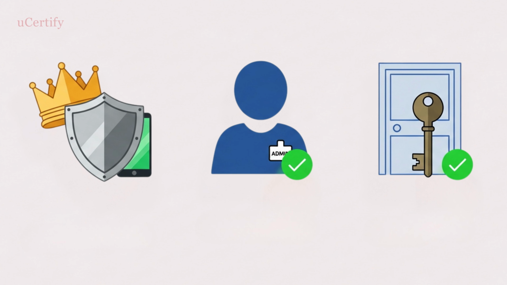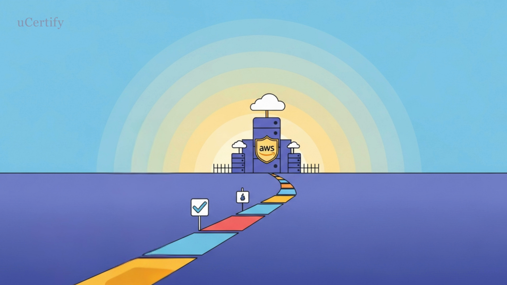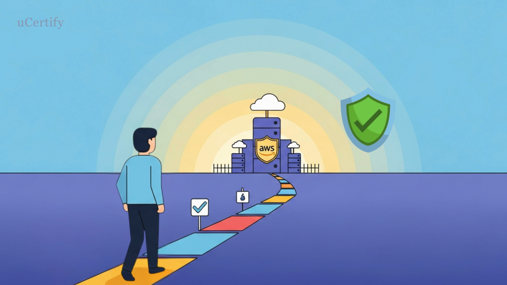You've learned to secure your root user with a strong password and MFA. You've created a dedicated IAM administrative user for daily tasks, and you understand the critical least privilege principle. You've built a strong security foundation. Continue exploring AWS security services and always practice these principles to keep your cloud environment safe and secure.